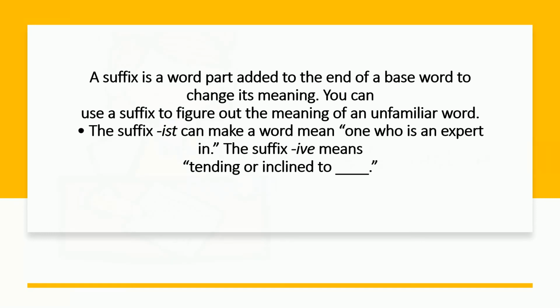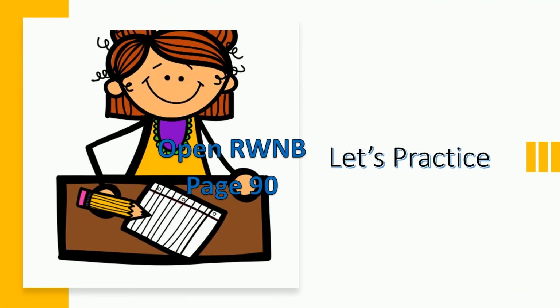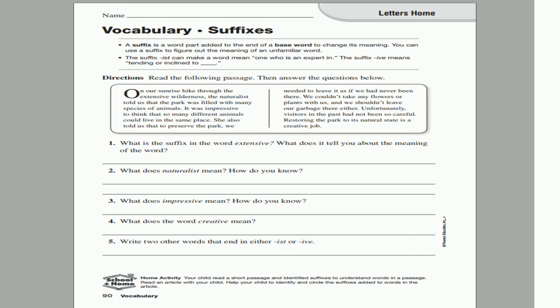All right. So let's just take a quick look from our Readers and Writers Notebook, page 90, right? And we have these directions to look at. Read the following passage, then answer the questions below. So when you read the passage, you have a few minutes to read it. Two minutes, you read the passage, silent reading. Then we answer question number one. Today, I'm not going to read for you, you'll read it for me. So give me 2 minutes, enough time to read. Then we'll answer questions one to five.